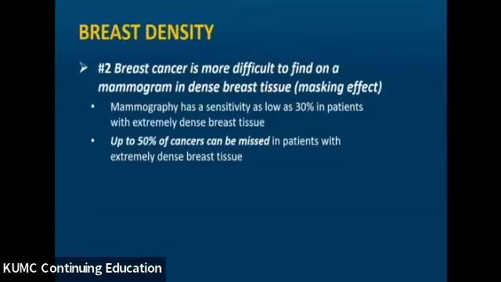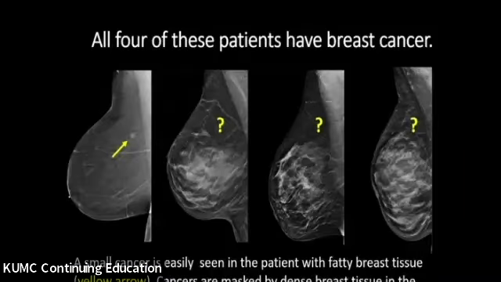And number two, breast cancer is more challenging for the radiologist to find on mammography when patients have dense breast tissue. So breast cancer is white, fibroglandular tissue is white, so breast cancers are just more challenging for us to find. This is termed the masking effect. And we know that we're missing up to 50% of breast cancers in patients with extremely dense tissue.